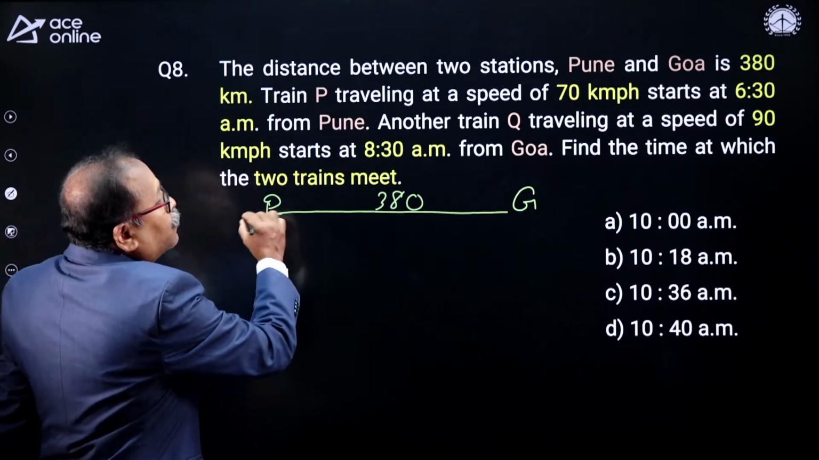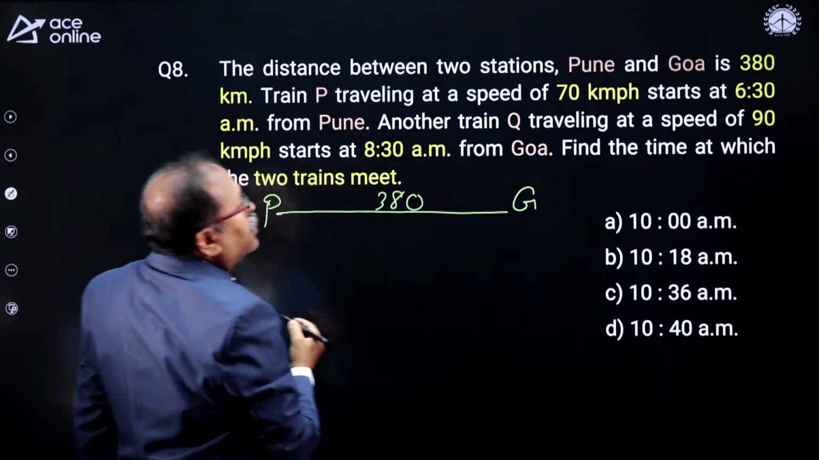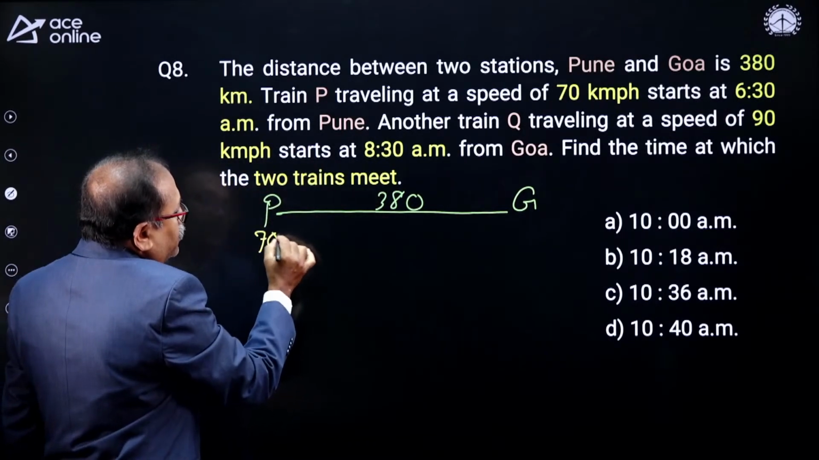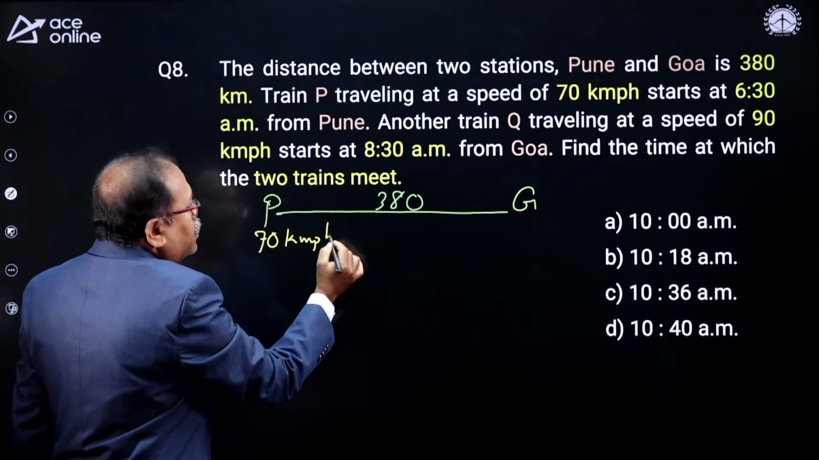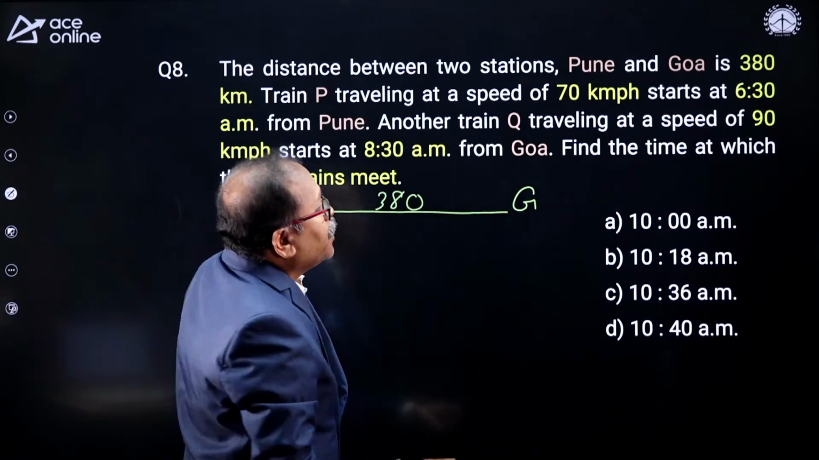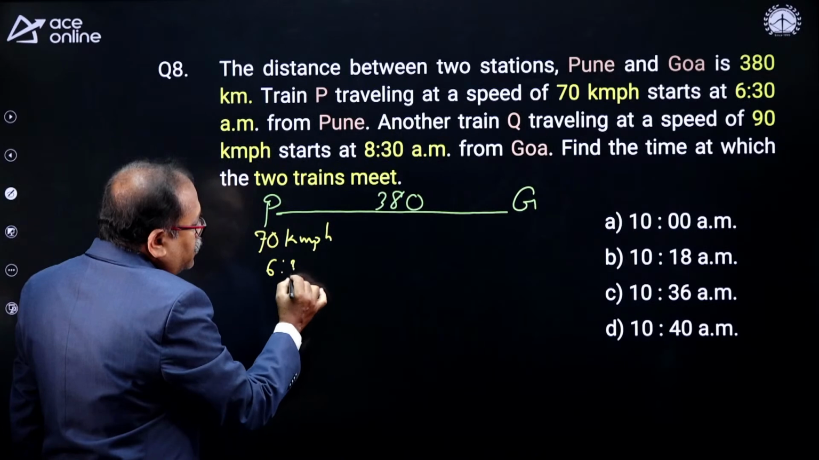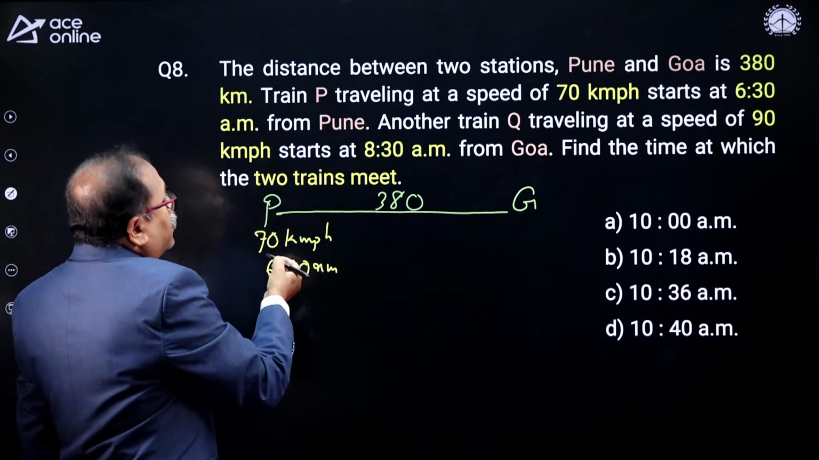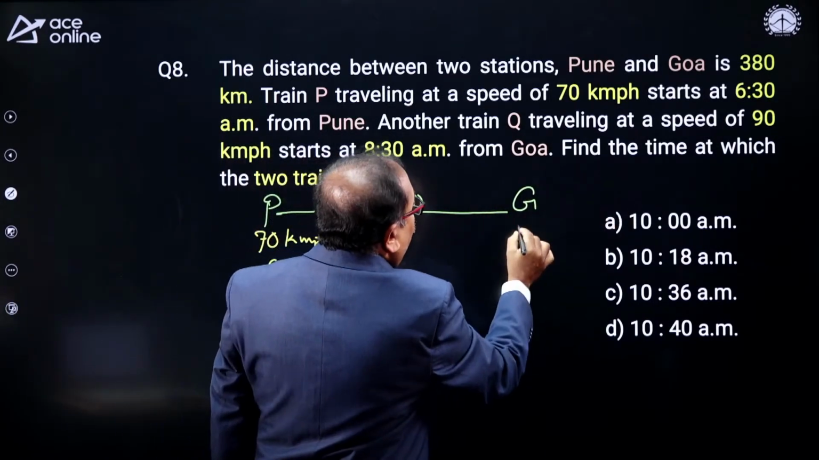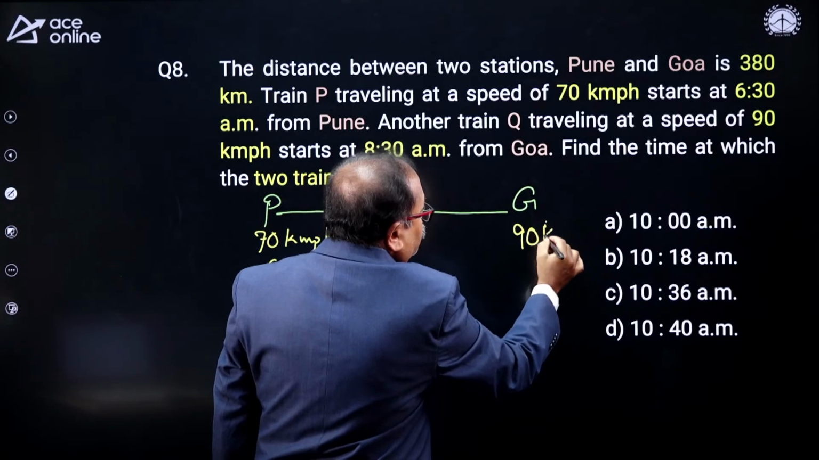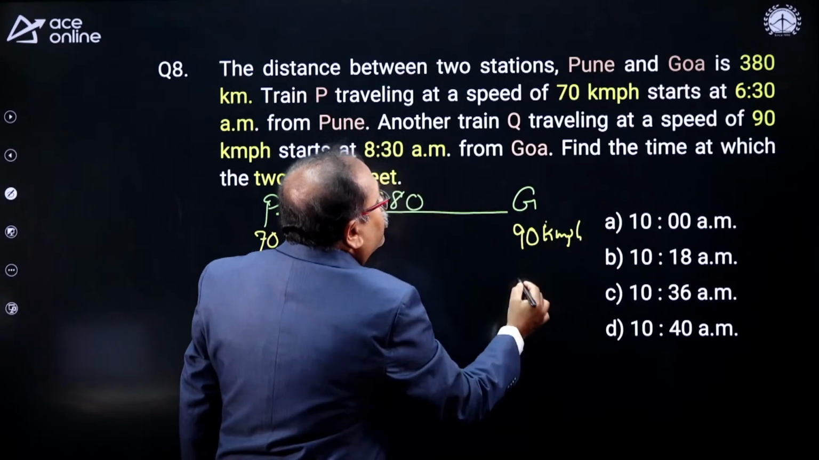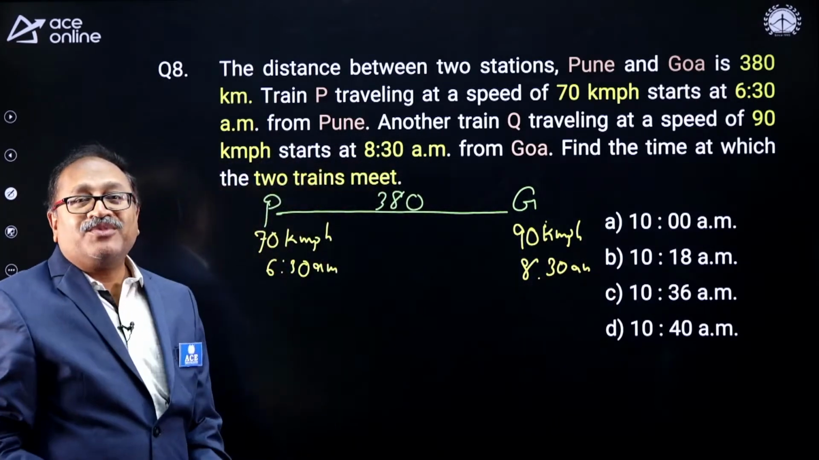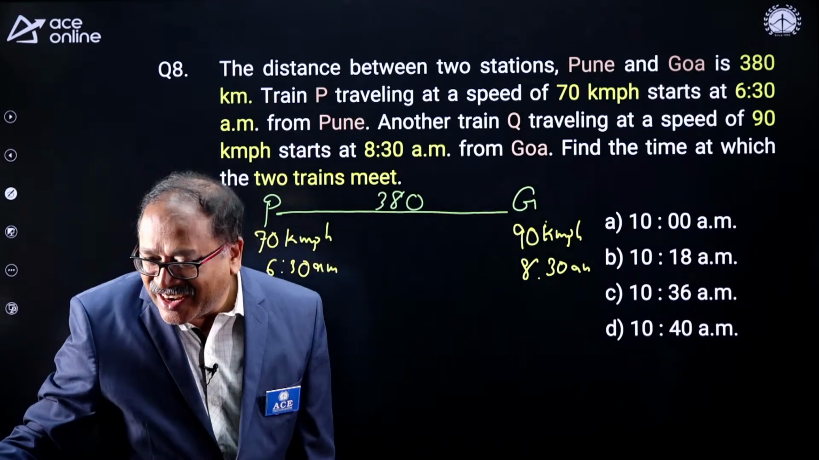And here, what is the speed of train P? That is given to us as 70 km per hour. These are only the information I am writing, so that by this time you can answer the question. It starts at 6:30 a.m. I'm just writing the question here, it's not the solution part. Then another train starts with a speed of 90 km per hour from Goa, and its starting time is 8:30 a.m. At what time do they meet?